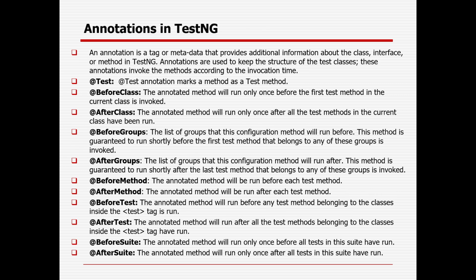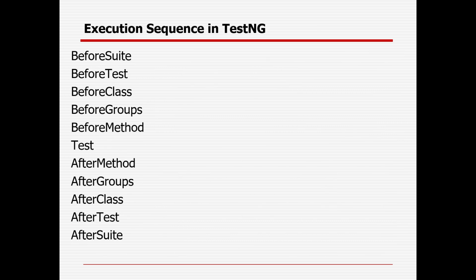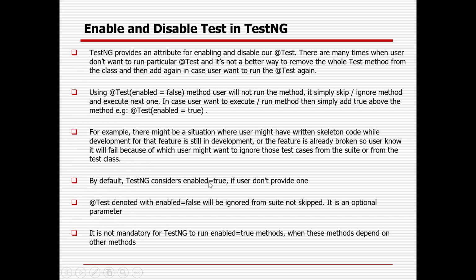Apart from that, there are a lot of annotations like BeforeTest, BeforeClass, BeforeMethod, AfterMethod, BeforeSuite, AfterSuite, and so on, which we can use. So that is the sequential execution, right? BeforeSuite, BeforeTest, BeforeClass, BeforeGroup, BeforeMethod. Then your test cases, AfterMethod, AfterGroup, AfterClass, AfterTest, AfterSuite.